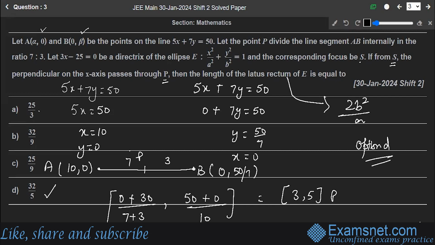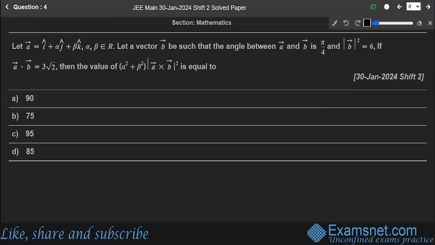Let's move to the next question, number 4. It says, now a vector problem before us. Let a be this vector, alpha, beta, they are real numbers. Be a vector b such that the angle between a and b is pi by 4 and the modulus, the magnitude of the b vector is equal to 6. The dot product of the two vectors is 3 root 2. You have to find out the value for this expression.